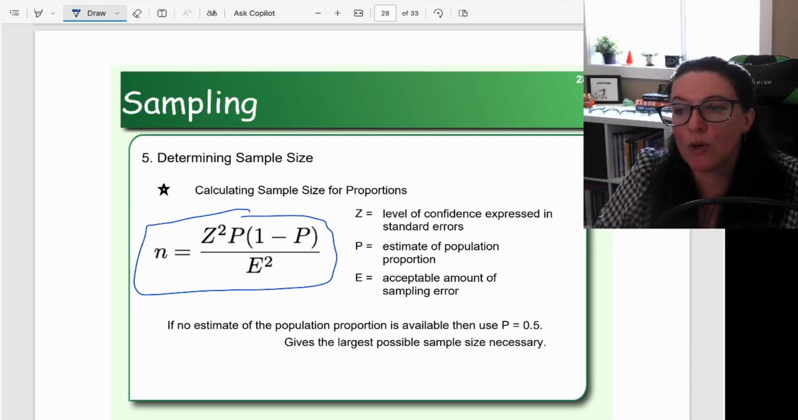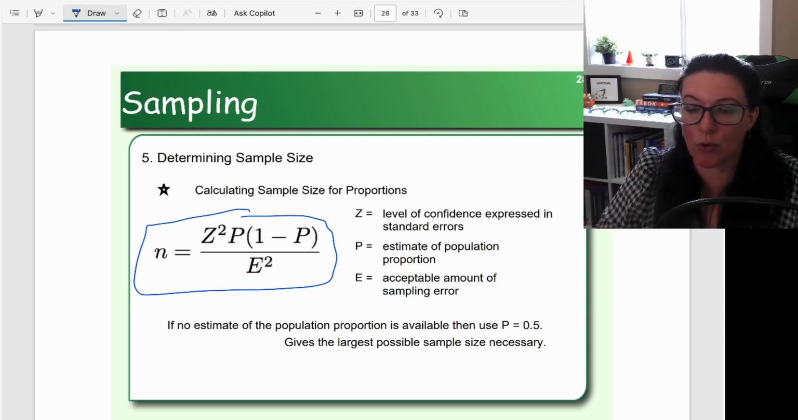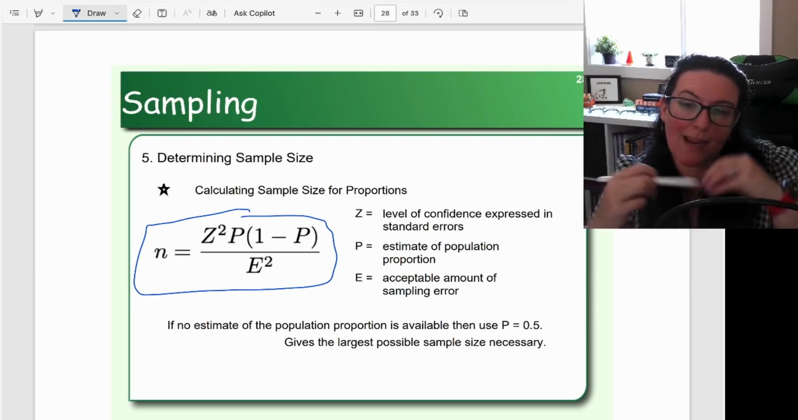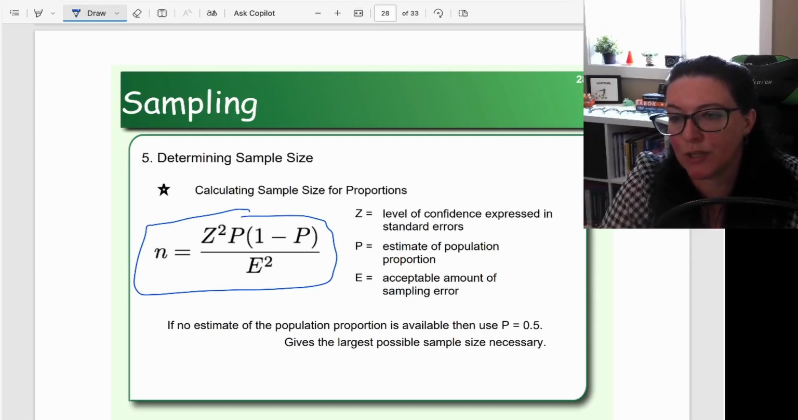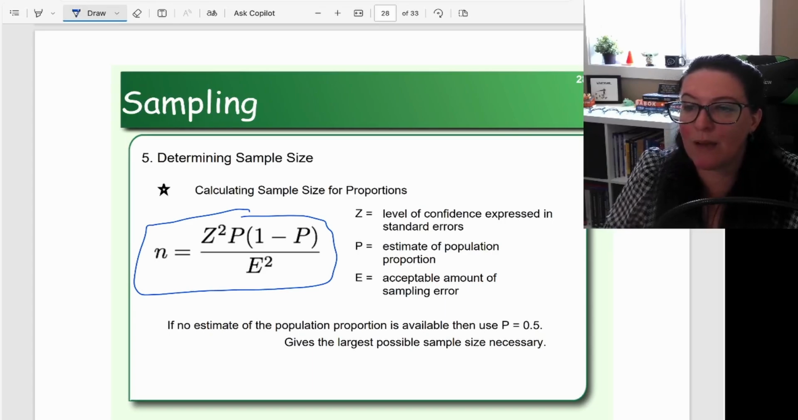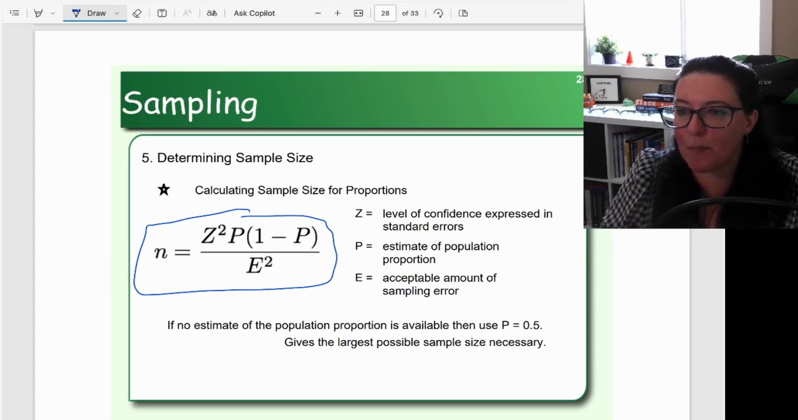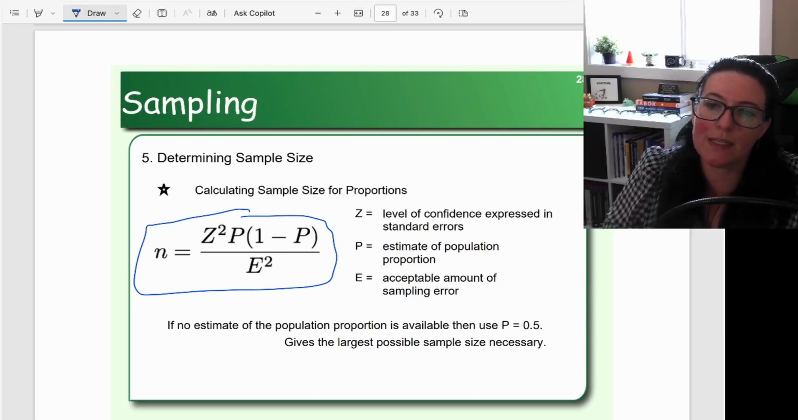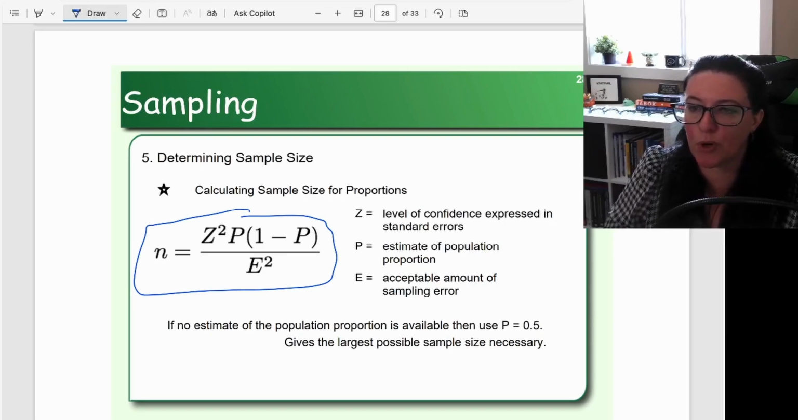So think about nominal questions where there are categories. We would want to say, 20% fall into this particular category. And if that's true in our sample, is that true in the population? Well, to figure out the sample size for those types of questions, we use this formula here, where our Z is still the same level of confidence. Our E is the acceptable amount of sampling error, and P is an estimate of the population proportion.